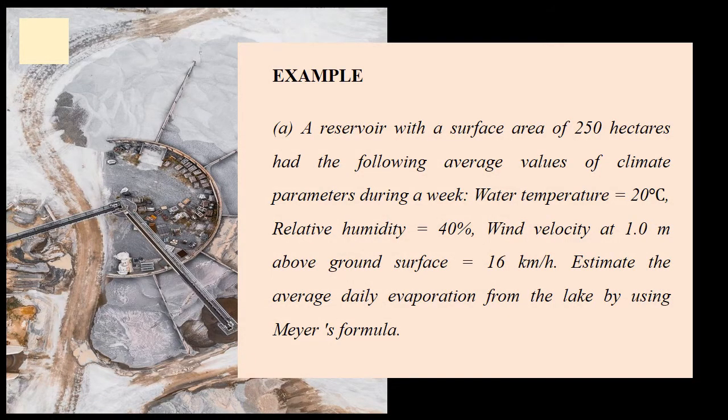So here is an example. For letter A, the problem is: a reservoir with a surface area of 250 hectares had the following average values of climate parameters during a week. Water temperature is equal to 20 degrees Celsius, relative humidity is equal to 40%, and wind velocity at 1.0 meter above the ground surface is equal to 16 km per hour. Estimate the average daily evaporation from the lake by using Meyer's formula.